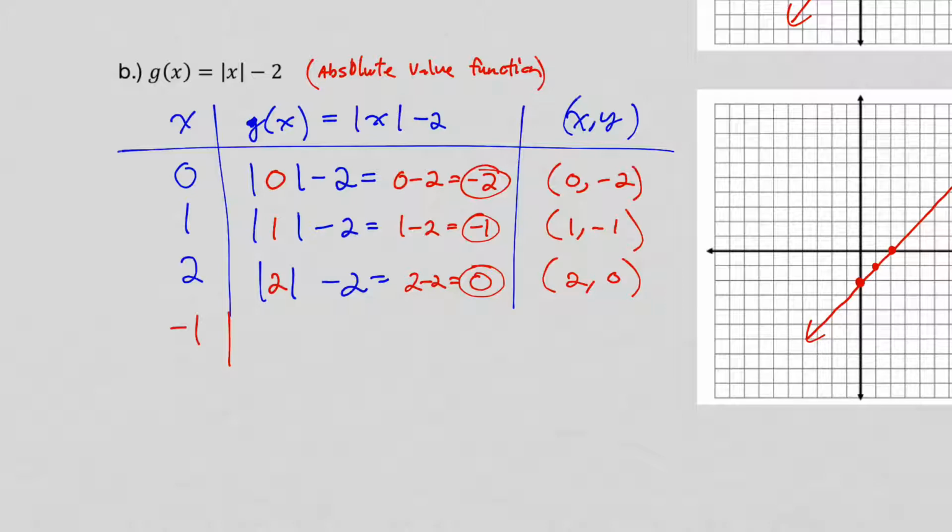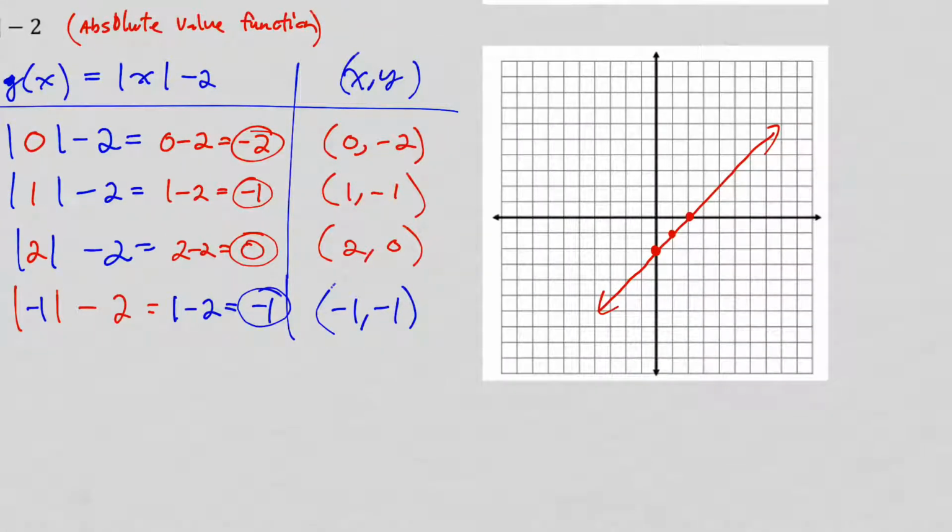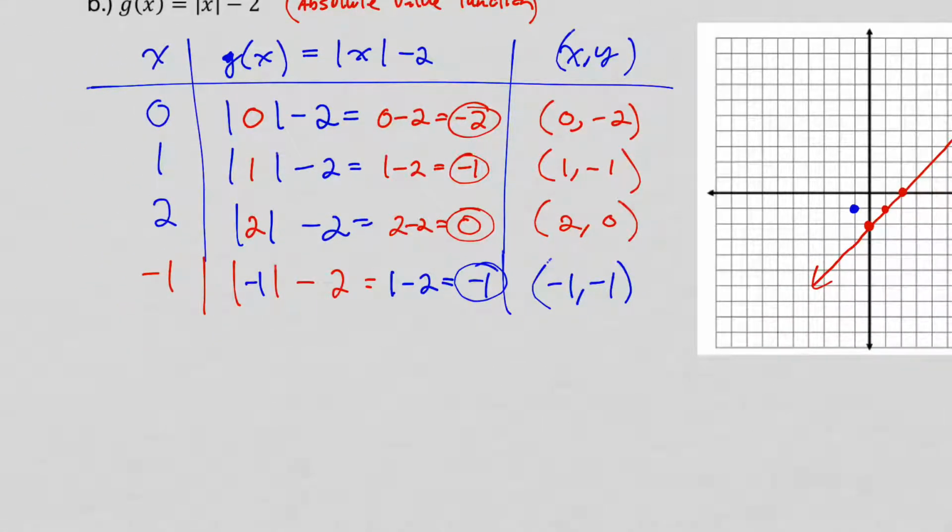So if we go ahead and put this in here, the absolute value is going to make that negative 1 a positive 1. Then we subtract 2 and we get negative 1. So this time we have negative 1, negative 1. So if we go over here and plot negative 1, that's actually right there. Okay, so we see that we did the wrong thing by assuming that it was totally linear. And let's do another one. Let's do negative 2.